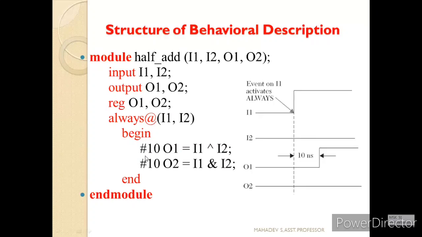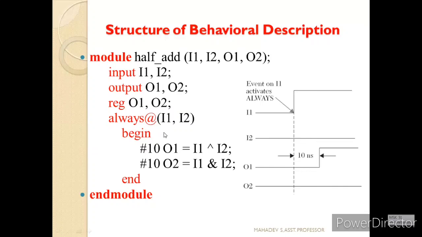This particular declaration is the delay statement here. As we know, we are writing the program for the half adder. So I1 XORed with I2. Any changes happening in I1 get affected to the output O1 only after 10 nanoseconds. Same way, I1 ANDed with I2 should affect the output changes only after 10 nanoseconds. So this is the meaning of this particular declaration in the always block.